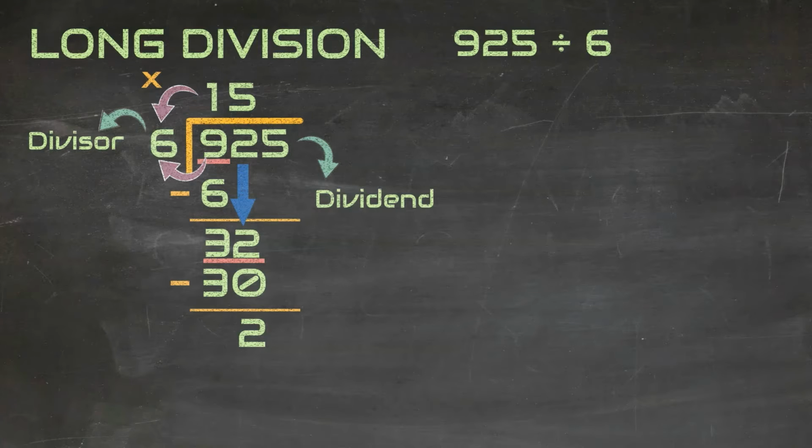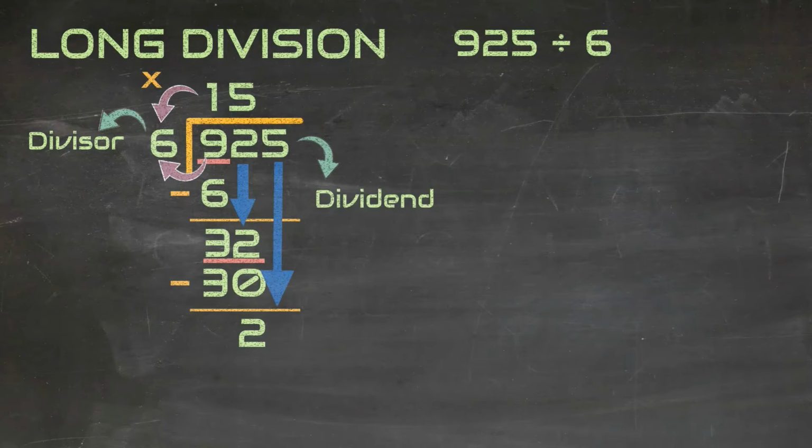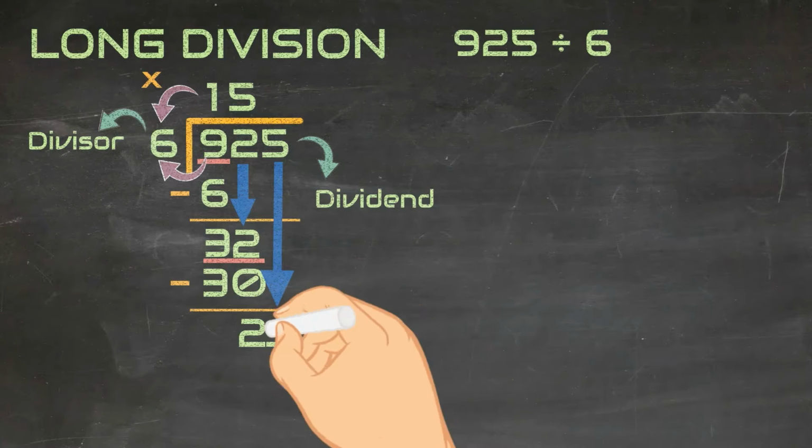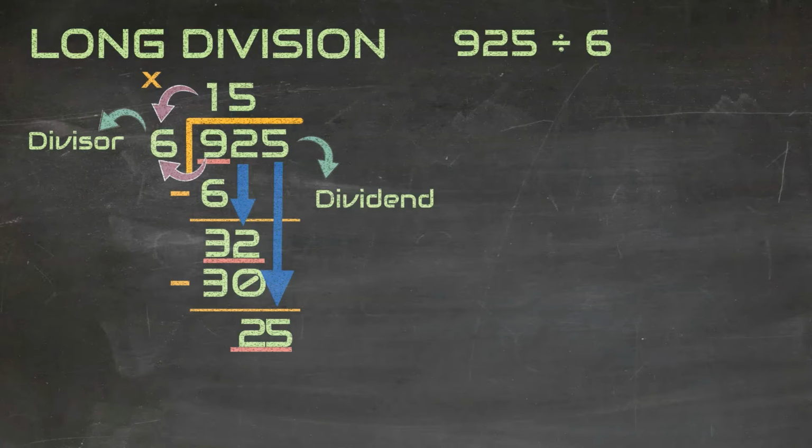2 now becomes part of the new dividend. Since 2 is less than the divisor 6, the next digit of the original dividend is then brought down. This digit is 5. The new dividend then becomes 25. The operation now becomes 25 divided by 6. How many 6 can we take from 25?